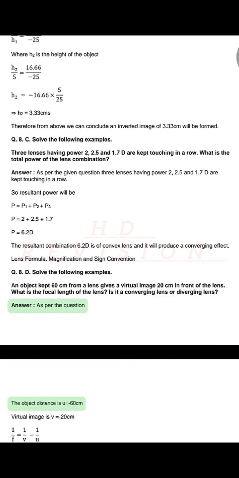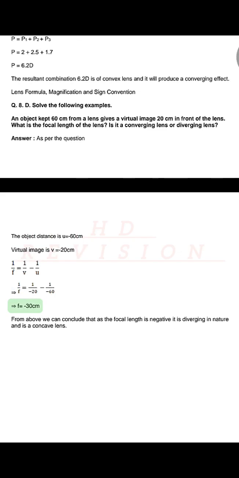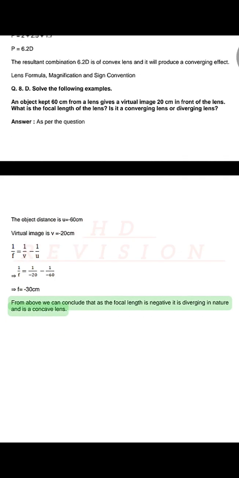Answer. As per the question, the object distance is u equals -60 cm. Virtual image is v equals -20 cm. f equals -30 cm. From above we can conclude that as the focal length is negative, it is diverging in nature and is a concave lens.